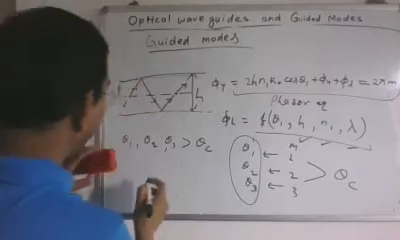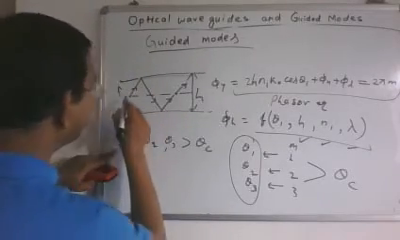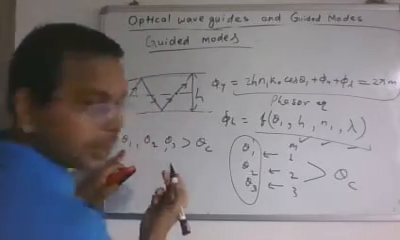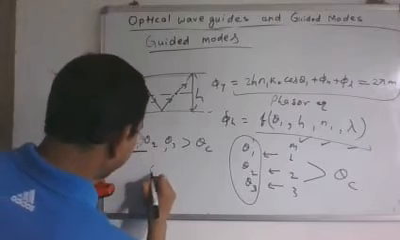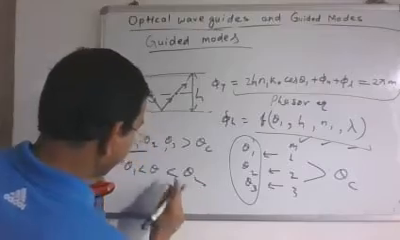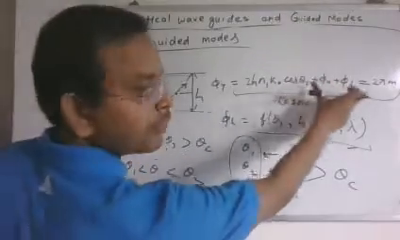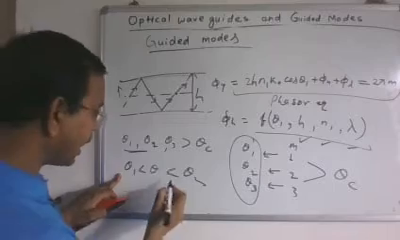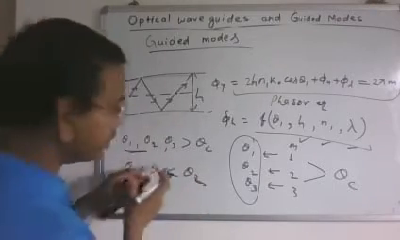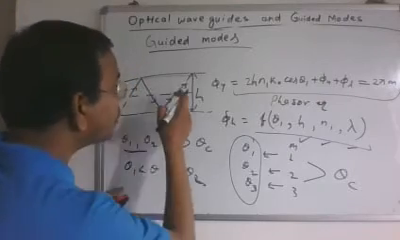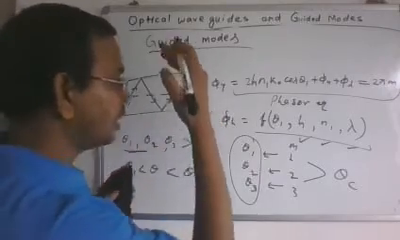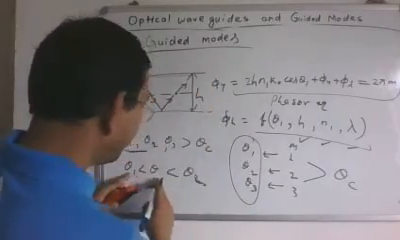Now, only at these angles will light be sustained within the waveguide. What about the light between these two? Say theta 1 is less than theta 2, and theta 1, theta 2, theta 3 are the solutions of this phasor equation. If some angle lies between theta 1 and theta 2, light launched at this angle will not sustain within the waveguide, and those are called evanescent waves, and the others are called guided waves.